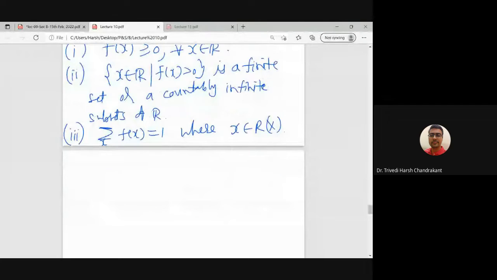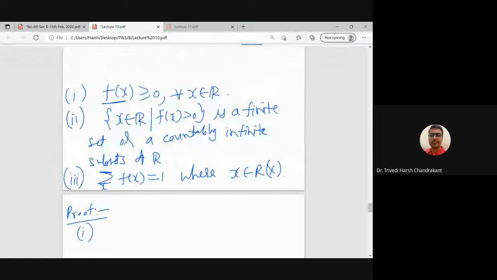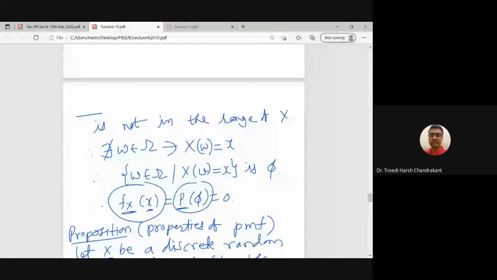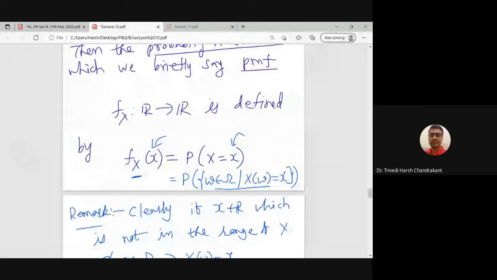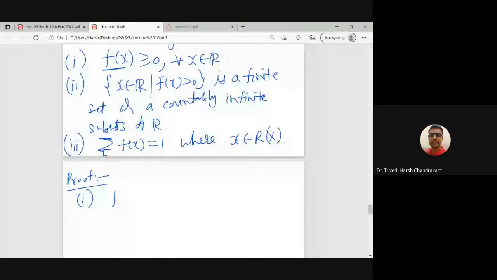So the proof is very simple. The first property is clear because the probability mass function is defined using the probability function, and the probability of any event is always non-negative, right? Because f(x) is essentially the probability of X equals x, which is always non-negative for all real numbers x.